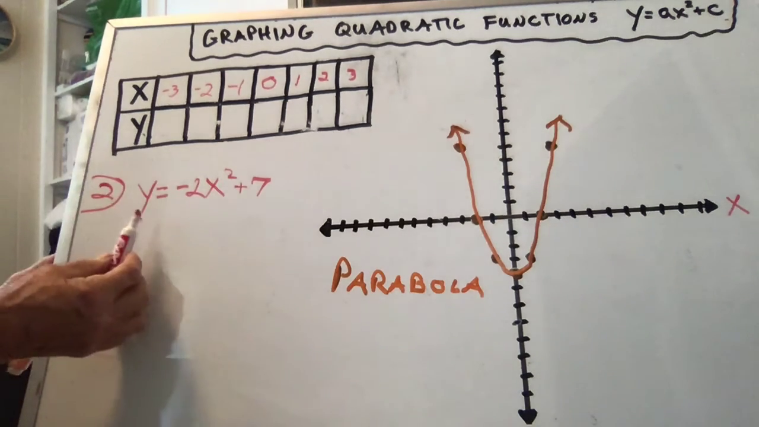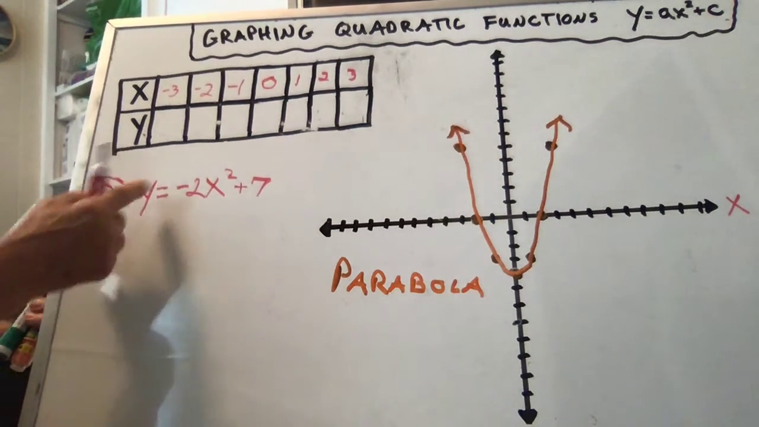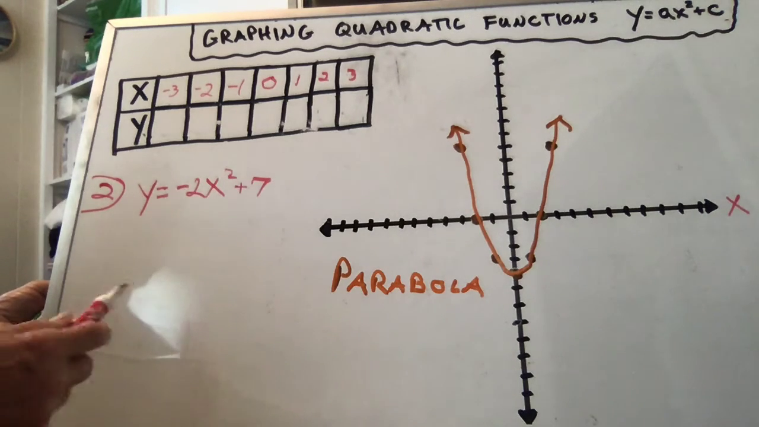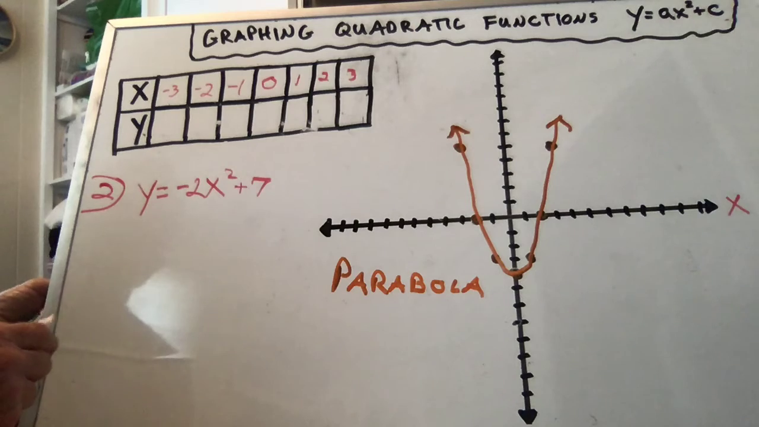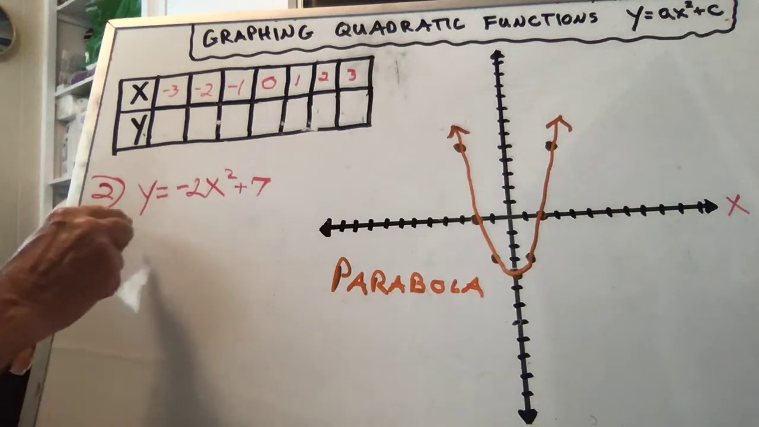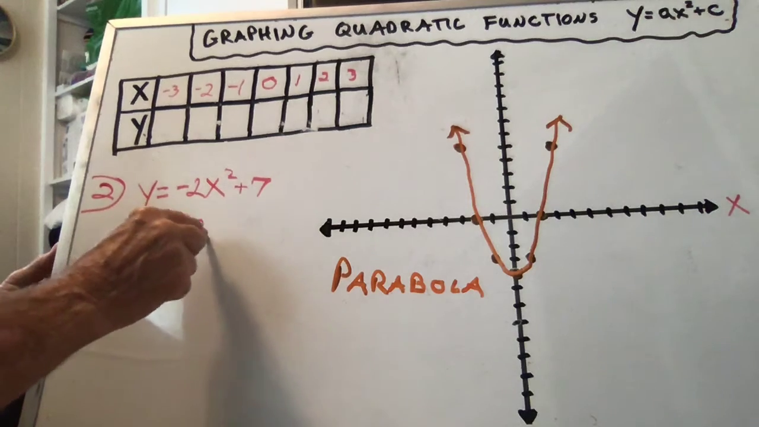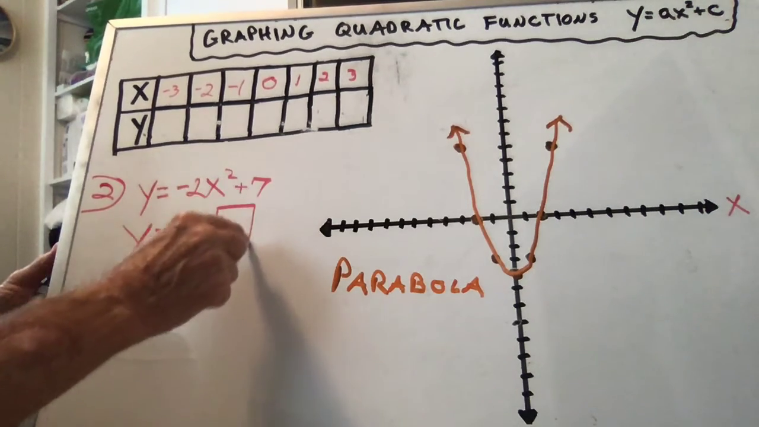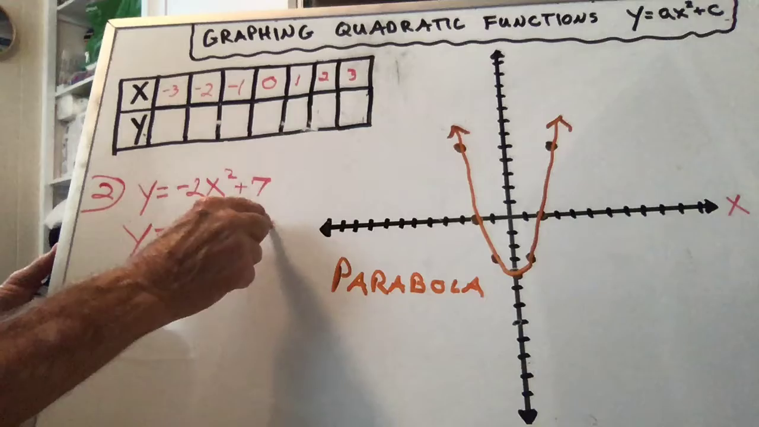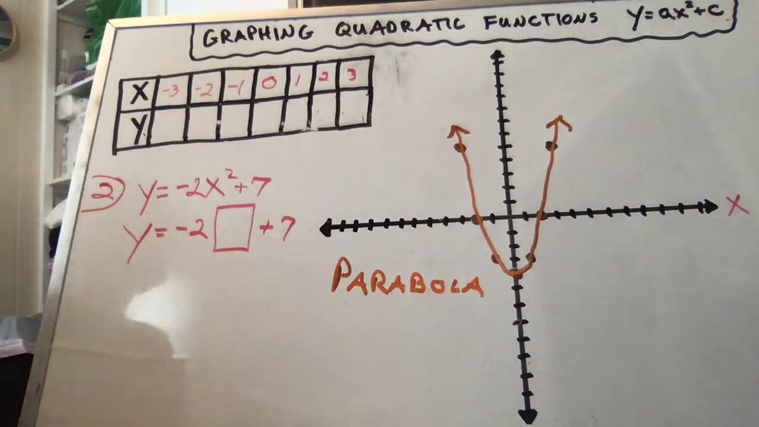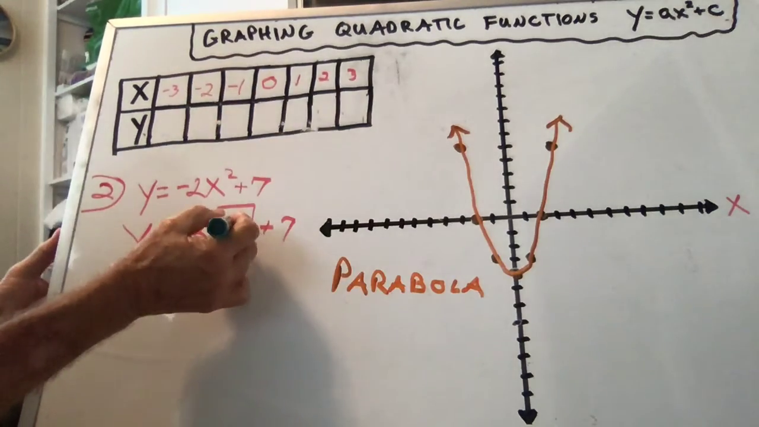Okay, so you get y by itself. Both of these started that way. I forgot to add, you have to do that. I'll expound on that a little bit. But for now, y is by itself, so I'm going to do the same thing. I'm going to put my -2, a big box, plus 7. So now my x values are going to go right there. Okay? So here we go. Let's start with 0 again.